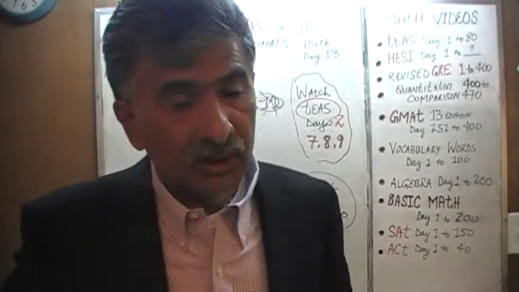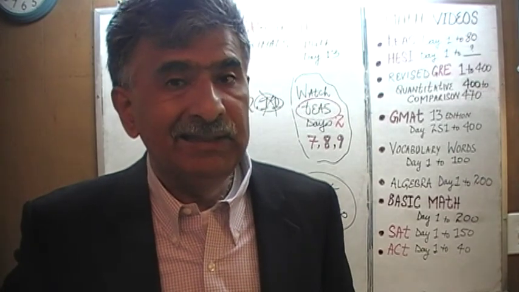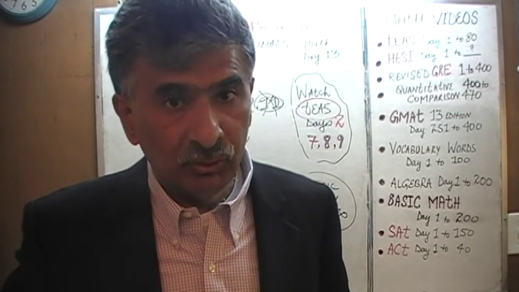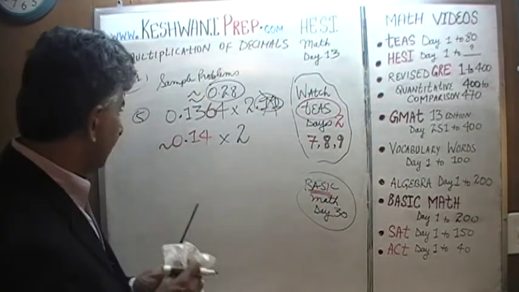If it turns out that there are two answer choices, one slightly more than 0.28 and one slightly less than 0.28, in that case you are screwed. You have no choice but to do the work. Do you understand? Let's do it.